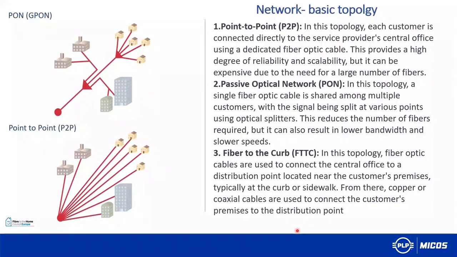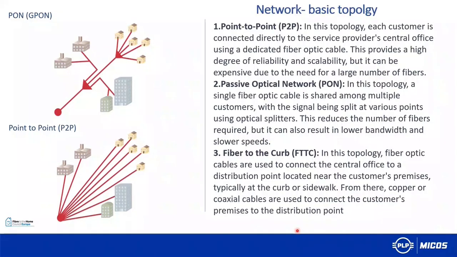Another terminology: we talk about the network. Basic topology: we have three basic types of topology. There are more than three, but I will mention only three. One of them is point to point. Point to point means that you have one fiber going from the central office all the way to the house, so there is no splitting, no crossing or anything like that.